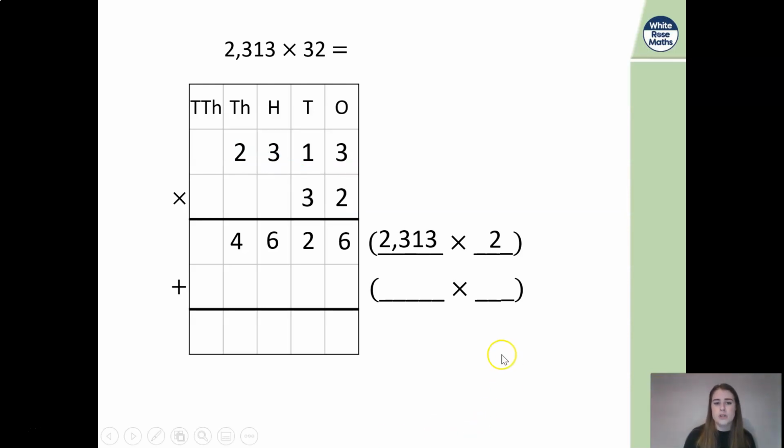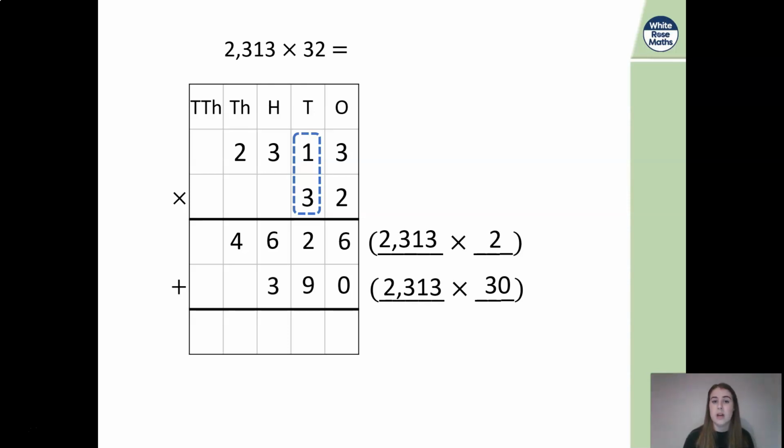Now our next thing we're going to do is we're now no longer using our 2s. We're going to move along to looking at our 3, so our 30. So our next sum that we're going to be looking at is going to be 2,313 multiplied by 3, but 3 lots of 10, so 30. So we know because we're no longer going to be using our ones column and having our ones value, we need to ensure that we use our placeholder. So we're going to do 3 lots of 3 tens. That's going to give us 9, so 9 tens, 90. We're going to do 1 lot of 3, so 10 lots of 30.